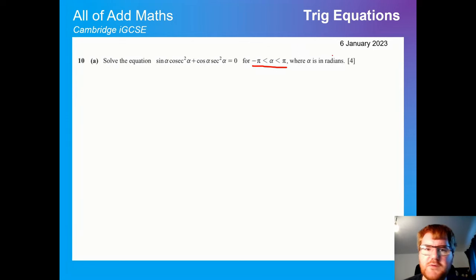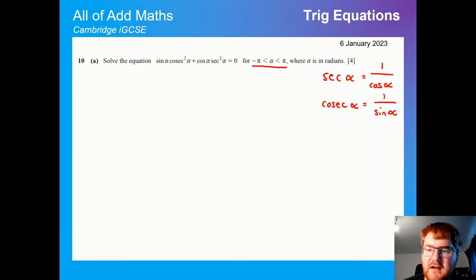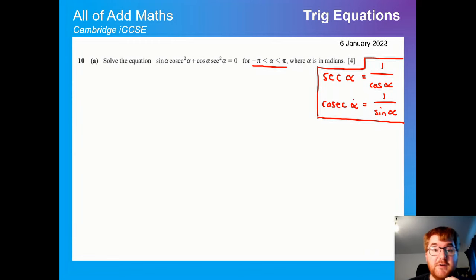And before we start, we need to know what sec and cosec stand for. So remember, sec of alpha is equal to 1 over cos alpha. And then cosec of alpha is equal to 1 over sine alpha. These are key things that you need to know. Again, if you're not sure about these, then do please look them up as we go through. They're going to be very helpful for you.